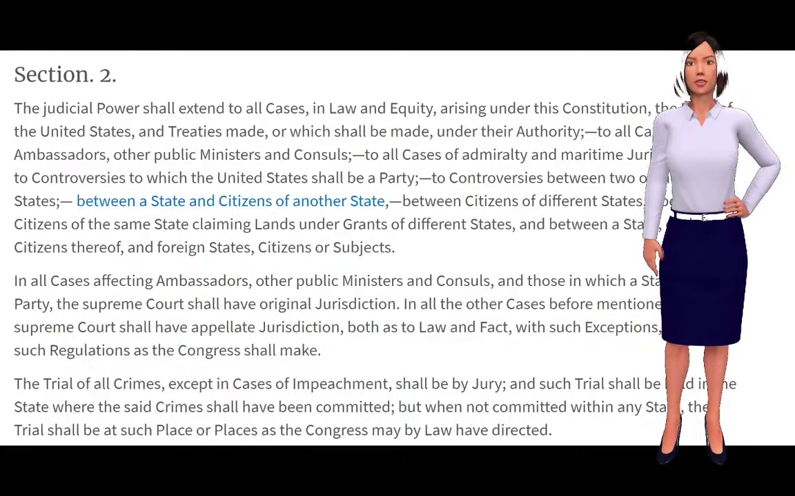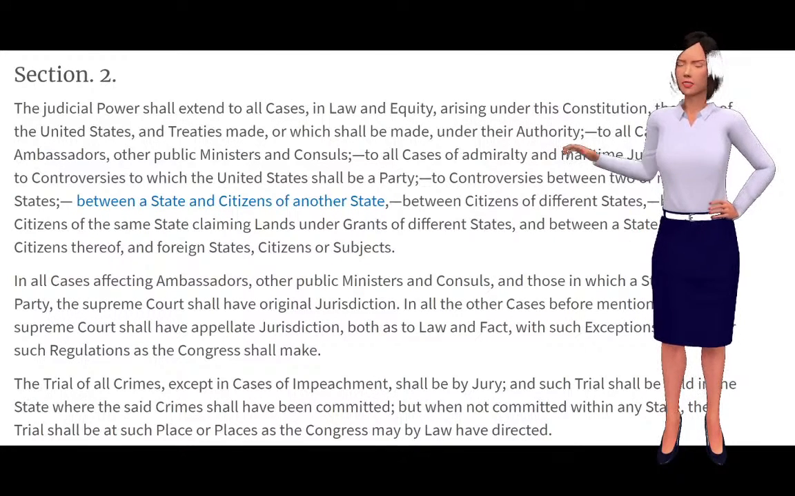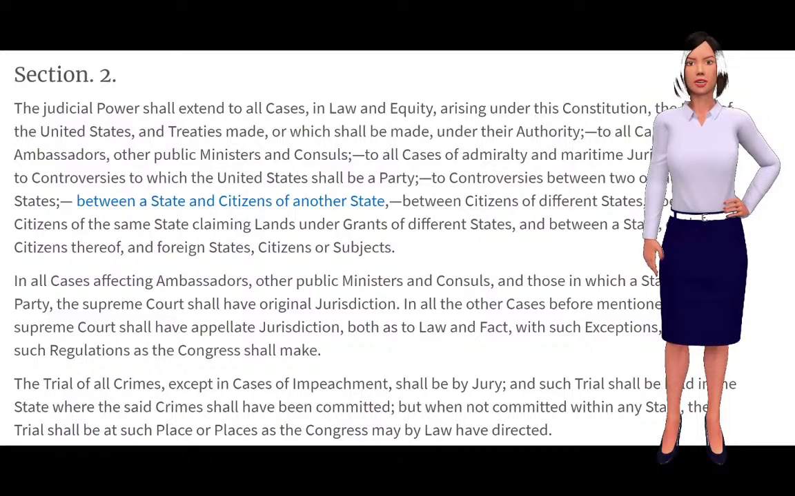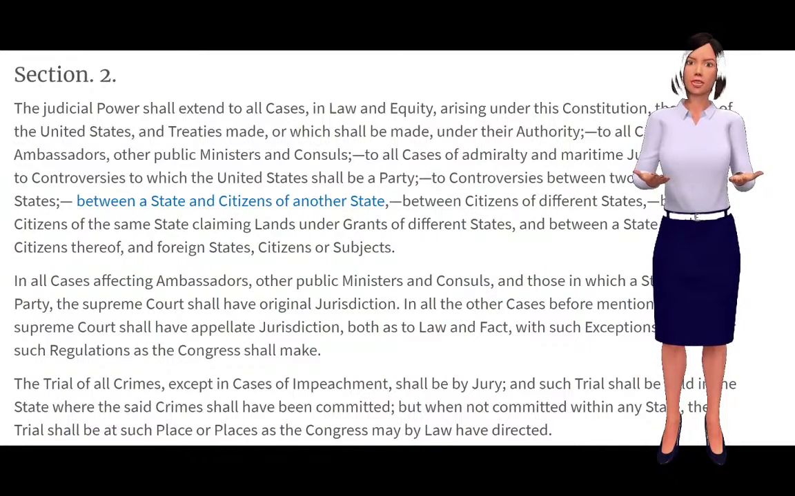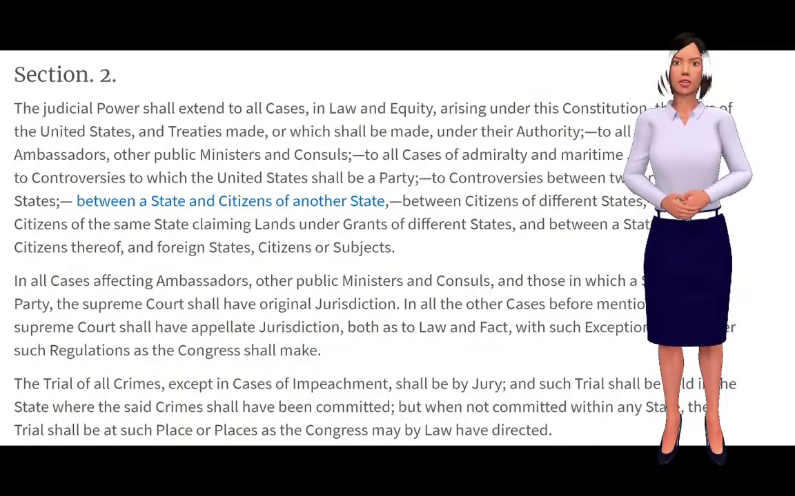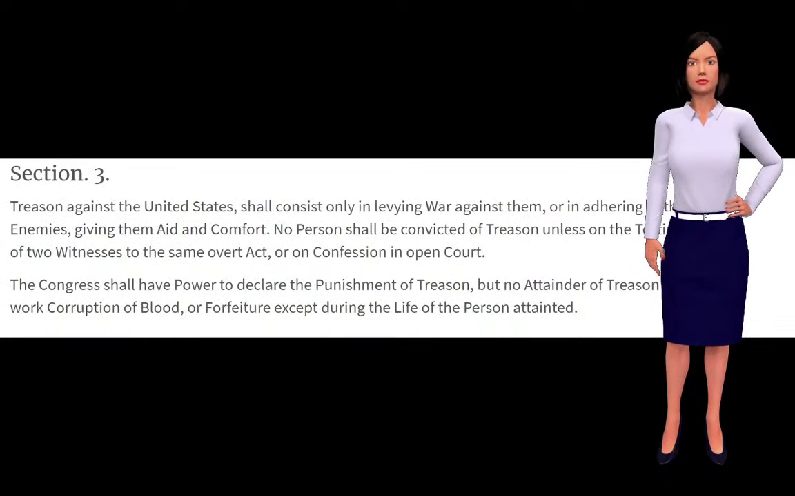The second clause states that the Supreme Court shall have original jurisdiction over cases involving ambassadors, other public ministers and consuls, and those in which a state shall be a party. The third clause states that the trial of all crimes, except impeachment, shall be by jury. And, the trial shall be held in the state where the offense was committed.